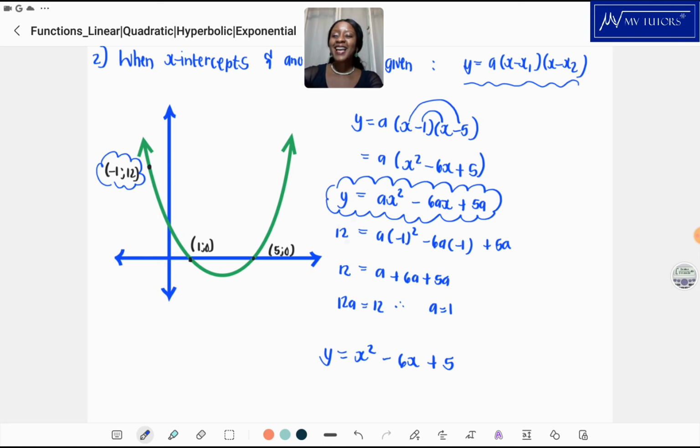All right, and yes, we have a positive a value because we have a smiley face parabola, right? And if you wanted to know what your y-intercept was going to be, well, basically we just saw it from the equation. The coordinate would be 0 and 5.